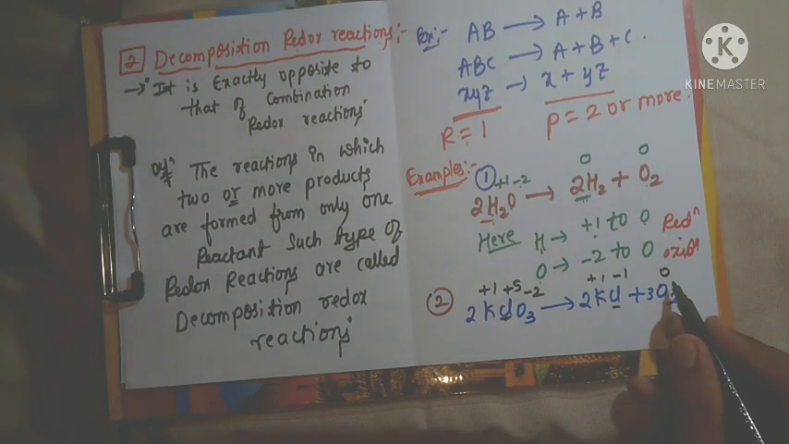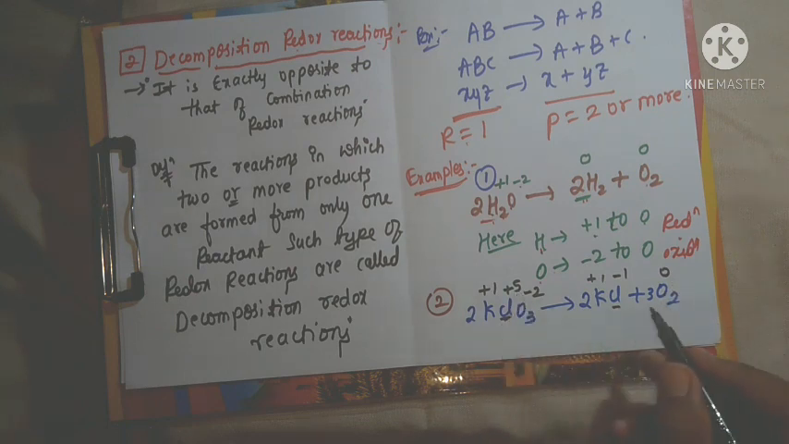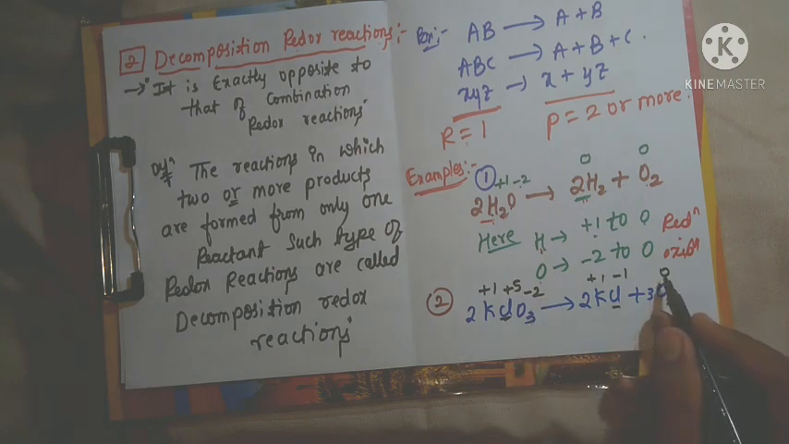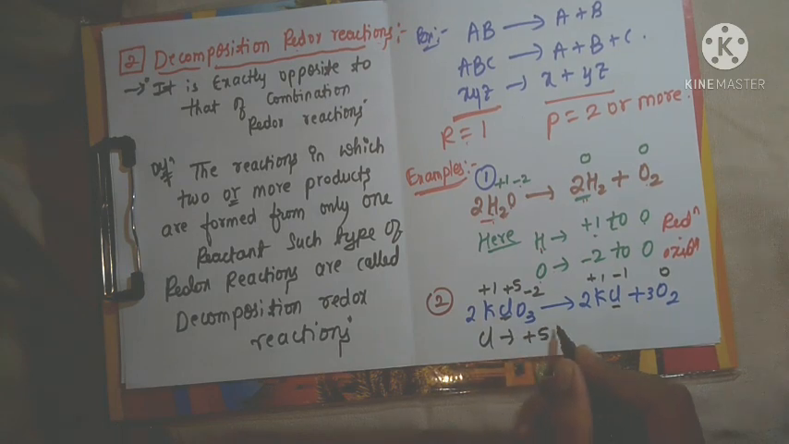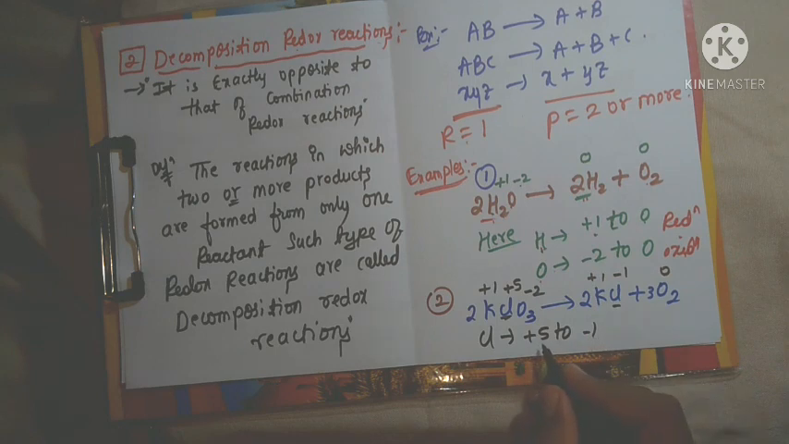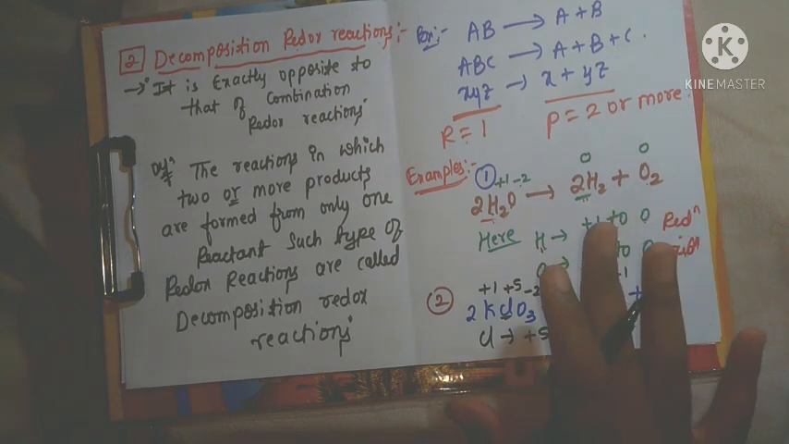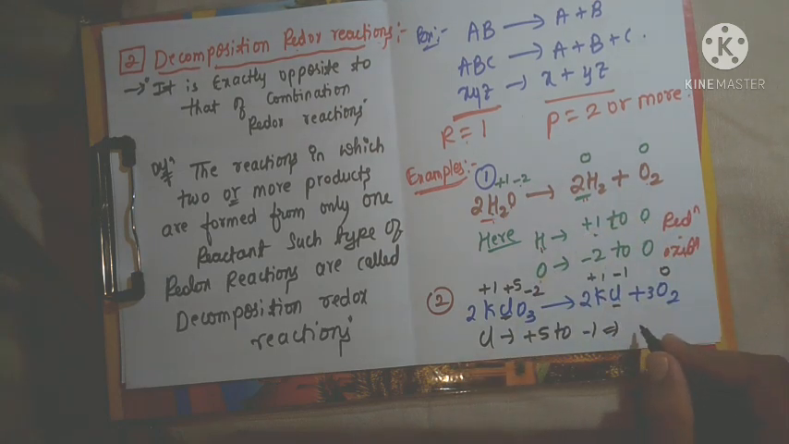Oxygen's oxidation number is 0. Cl oxidation number is +5. Oxygen oxidation number is -2. Oxygen oxidation number is 0. Right, Cl oxidation number is changing from +5 to -1. +5 to -1. That is, oxidation number is decreased. Therefore, it is called as what? Reduction.